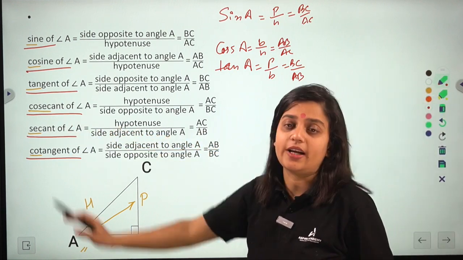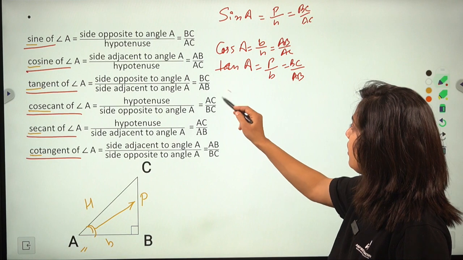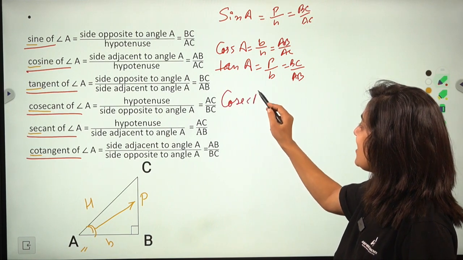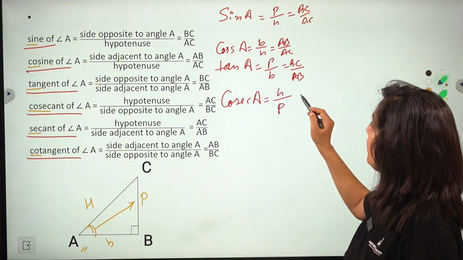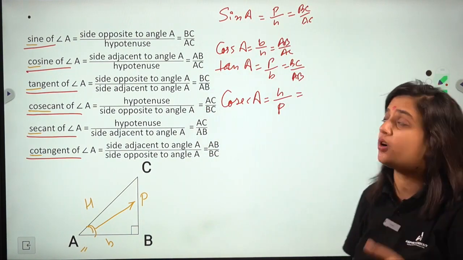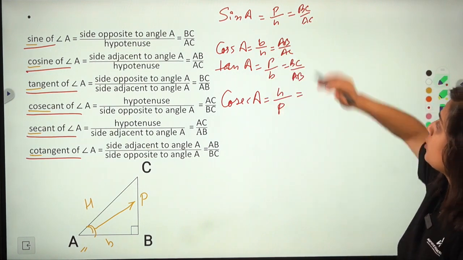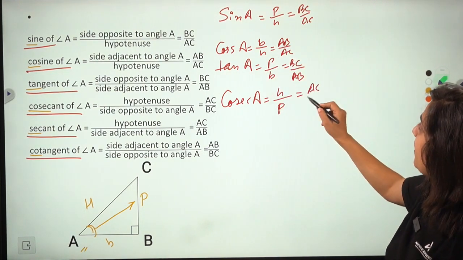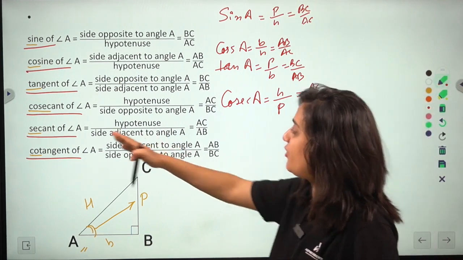Similarly, cosec. No need to write cosecant, you just write cosec. Cosec A is equal to H by P. It is just the reciprocal of sine A. Sine A is P by H, cosec A is H by P. So it will be the reciprocal, that is AC by BC. Clear?